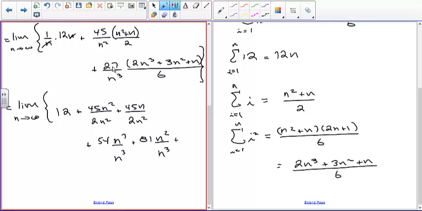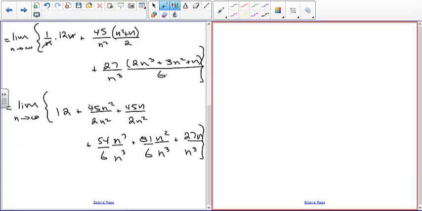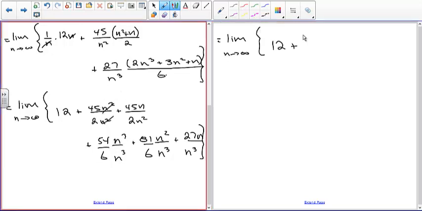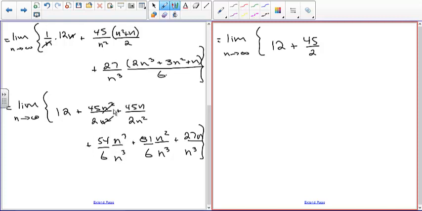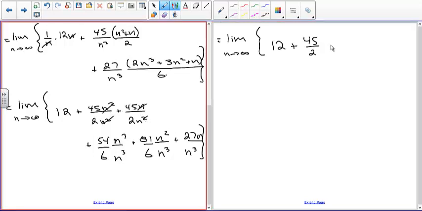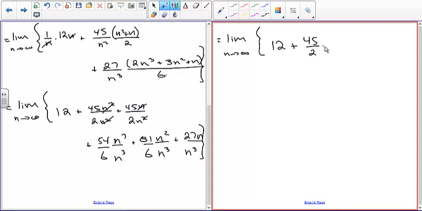And then the final one is just, and I've got to remember to divide by 6. I almost forgot that last time too. Everything has to be divided by 6. Okay, then you get 27 times 1, so you get 27 n over n cubed. Okay, one more level of simplification here. Take the limit as n goes to infinity of 12 plus, well, these cancel out, 45 halves. This cancels out one of those, so you get 45 halves times up.